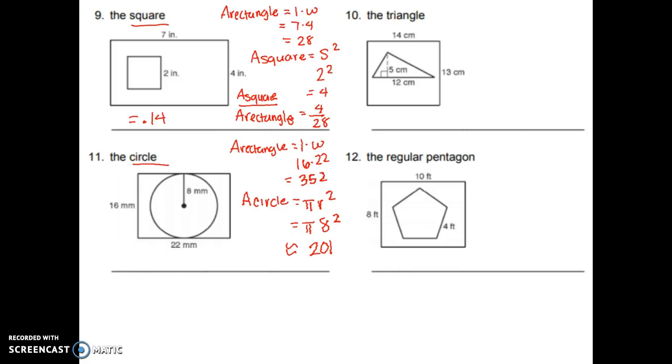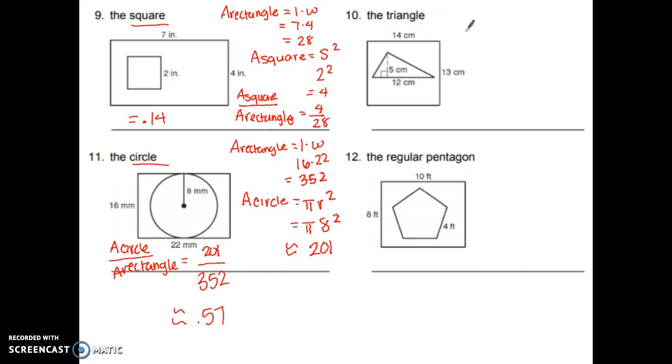I don't know why this is coming out so squiggly, you guys. Sorry about that. So, reminder, we do what we want on top. So it's going to be area of my circle divided by area of my rectangle. So that's going to be 201 divided by 352. And when we end up doing that, it should be around 0.57.